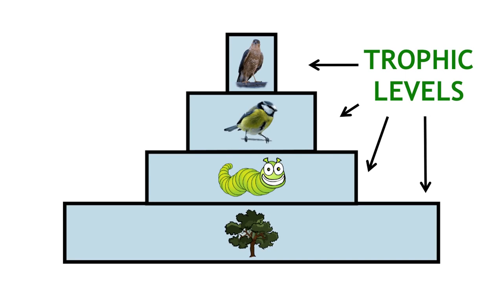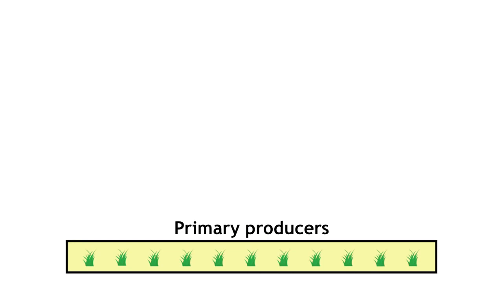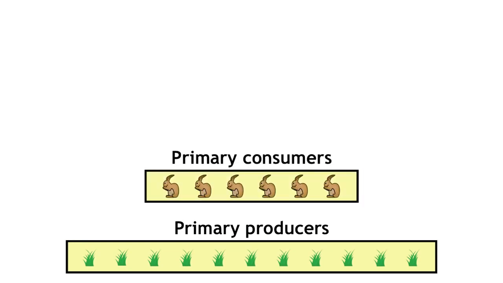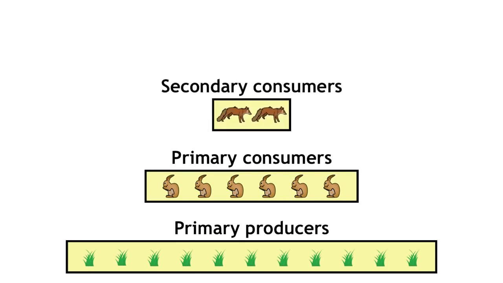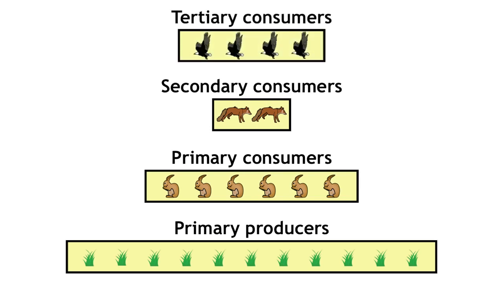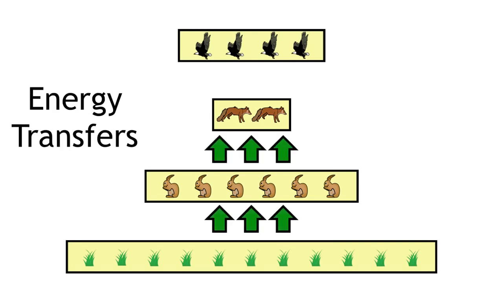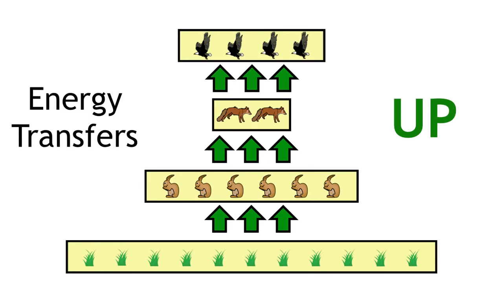Well, the bottom of the pyramid represents the primary producers, the first trophic level. On top of that go the primary consumers, the second trophic level, and so on up through the secondary consumers, tertiary consumers, until you reach the highest trophic level in that ecosystem. In the ecosystem, the energy is being transferred up the pyramid, as each organism is consumed by the organism in the next trophic level up.